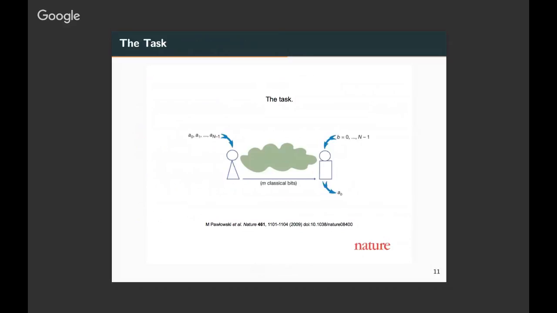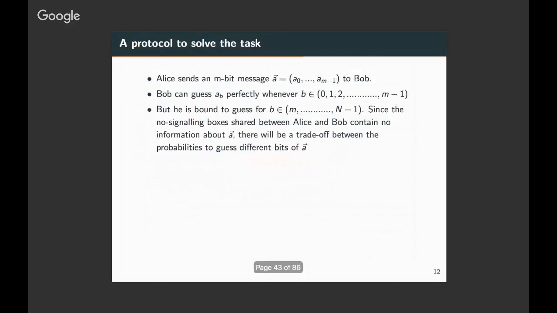But for other values, he doesn't know. So Bob can guess A_B perfectly whenever B belongs to this range, but he's bound to make a guess for B belonging to M to N minus 1. But it depends on the protocol, really. Yes, this is a protocol: Alice will send the first M bits to Bob. They are not using no signaling yet. For the guessing, they will use it.